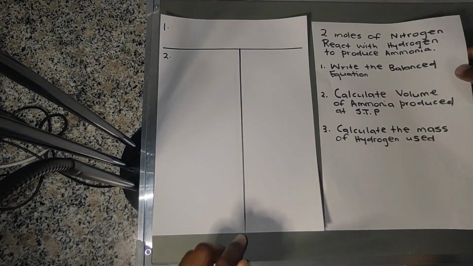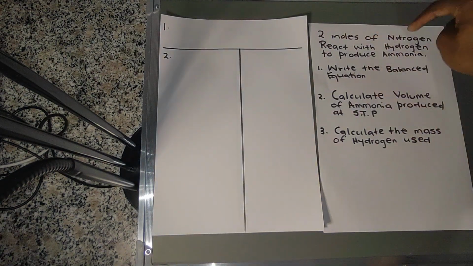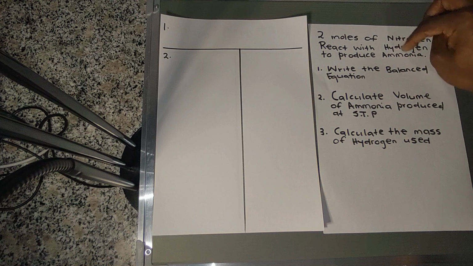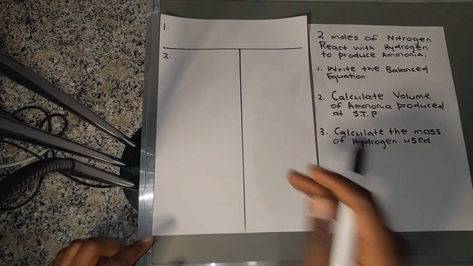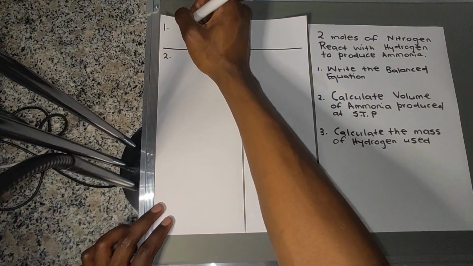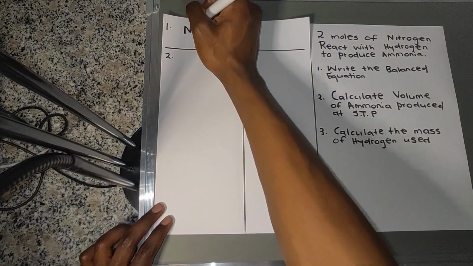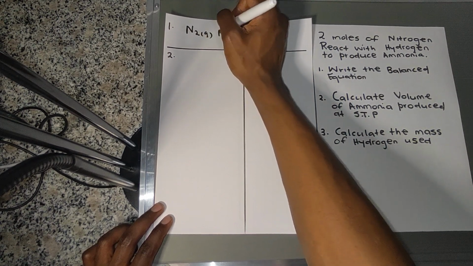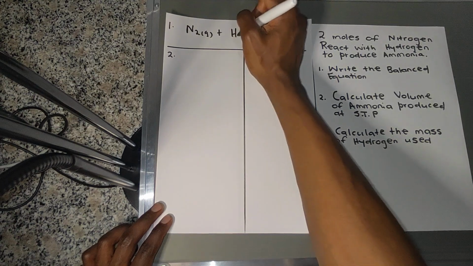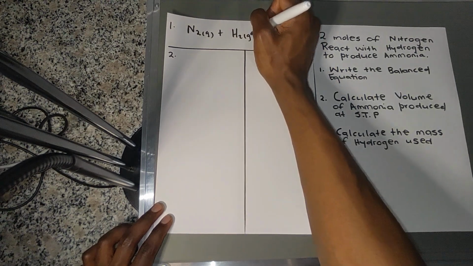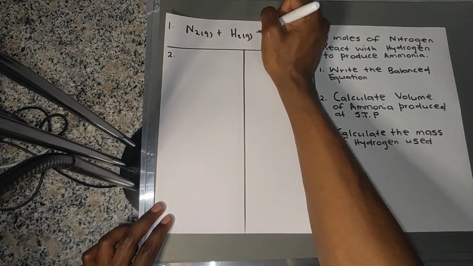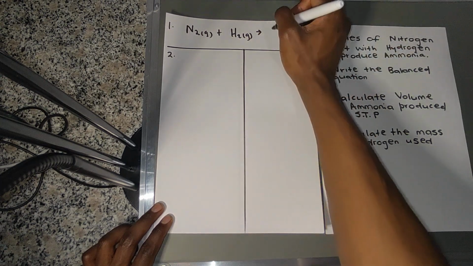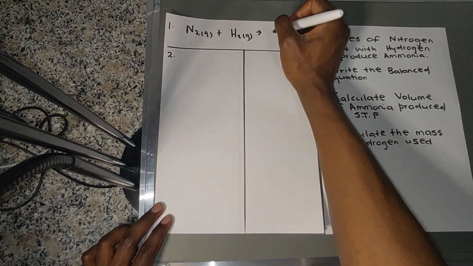Now, I want us to answer these questions. 2 moles of nitrogen react with hydrogen to produce ammonia. Question number 1, write the balanced equation. So what will be the balanced equation? It's actually between a nitrogen gas plus a hydrogen gas. Remember, these are diatomic molecules. You'll have to remember what are diatomic molecules. They exist in pairs, so they do not exist as one.